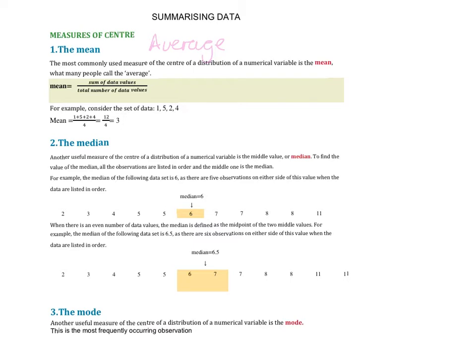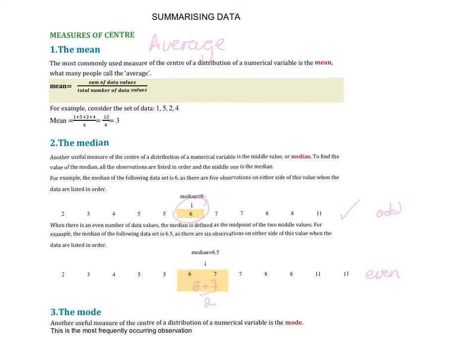The median is the middle term. Now sometimes there can be 2 in the middle, sometimes there can be 1. If you have an odd amount of data, you will have 1 number in the middle, and if you have an even amount of data, you would have 2 numbers in the middle. So in order to work out the median, if you've got 2, you'd have to add them together and divide by 2. Whereas this one up here, you are just picking out the middle term.